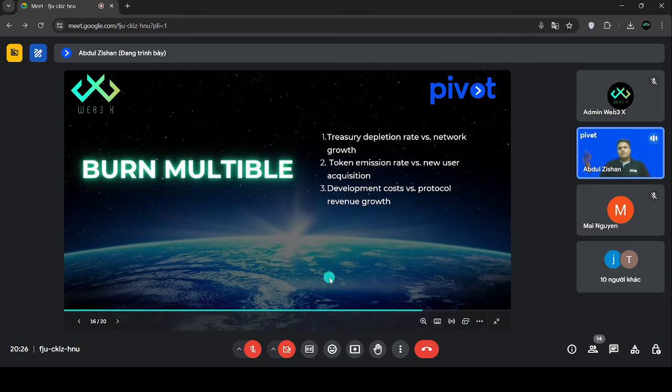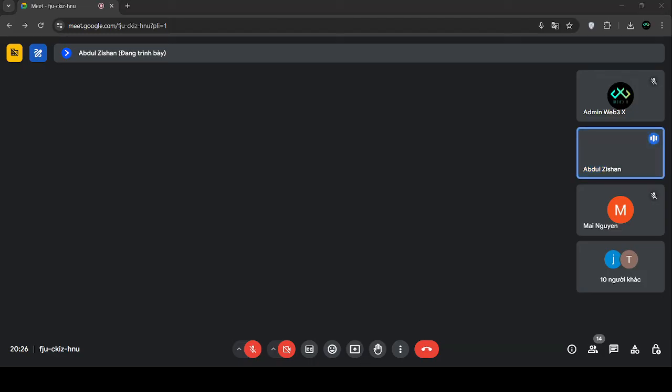Perfect. Also, it is very important when you want to calculate the burn multiple for Web3 particularly. So we see that the traditional formula could also be extrapolated to the three formulas derived here. It is, say, the treasury depletion rate versus the network growth could give you the burn multiple. The token emission rate versus the new users you are acquiring is another way of finding the burn multiple. Then development cost versus the protocol revenue growth would simply give you the burn multiple. It is similar to what we learned in the previous slide.